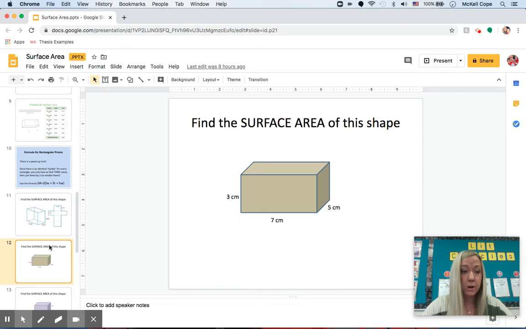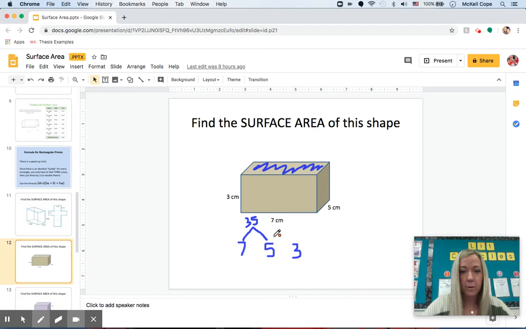Okay, so here's what we're going to do. I am going to list all 3 of those numbers. I'm just going to put them in a row. So I have 7, which is my length, 5, which is my width, and 3, which is my height. Now I'm just going to pair these up and I'm going to multiply them to find the area of each rectangle. So I'm going to use 7 and 5 first. So 7 times 5 is going to give me this rectangle right here. So 7 times 5, that gives me 35.